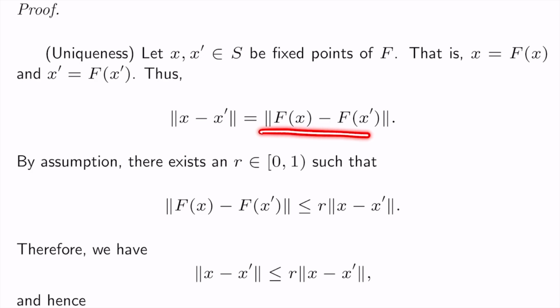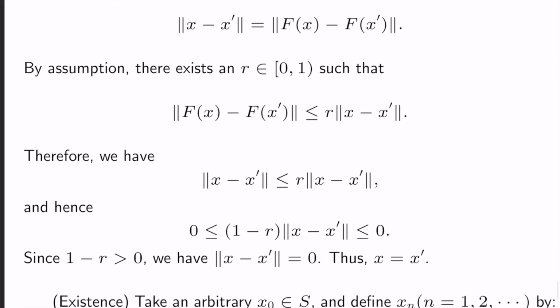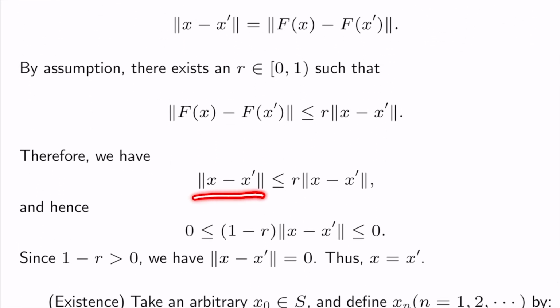However, this is equal to this. So we can replace this with this. Hence, we have the difference between x and x prime is less than or equal to r times itself. So from this inequality, we have 1 minus r times the difference between x and x prime is less than 0, right? So if we move the right-hand side to the left-hand side, we have this.